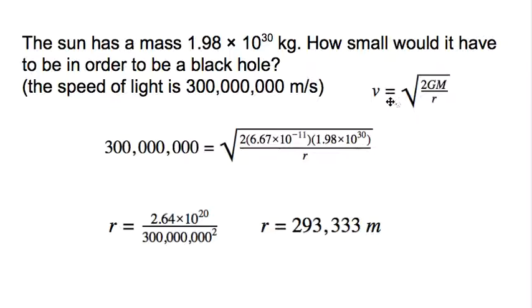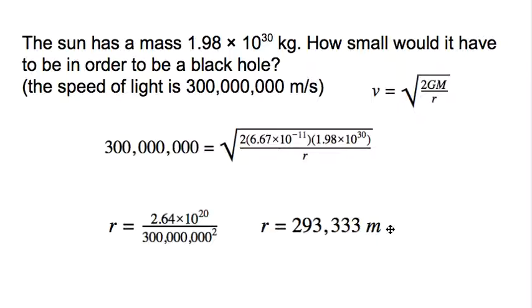I'm going to take this equation, and for v, I'm going to put in the speed of light. That's the velocity I'll have when it becomes a black hole. The 2 is a 2, G is 6.67 times 10 to the negative 11, here's the mass of the sun, and I want to solve for the radius. So I put things in, rearrange them a little bit, and I come up with this. If the sun were to shrink to basically 293 kilometers in radius, it would be a black hole.